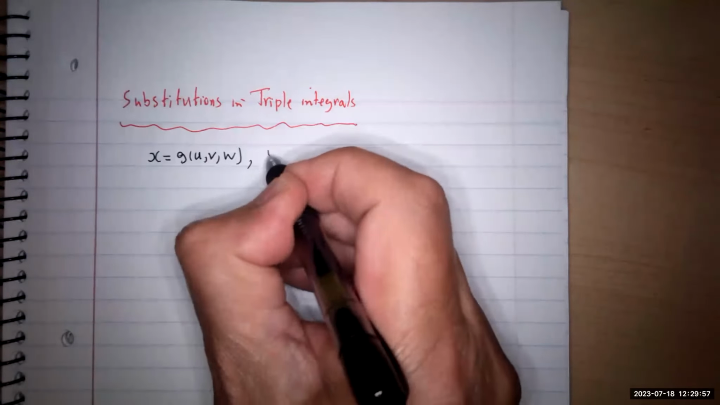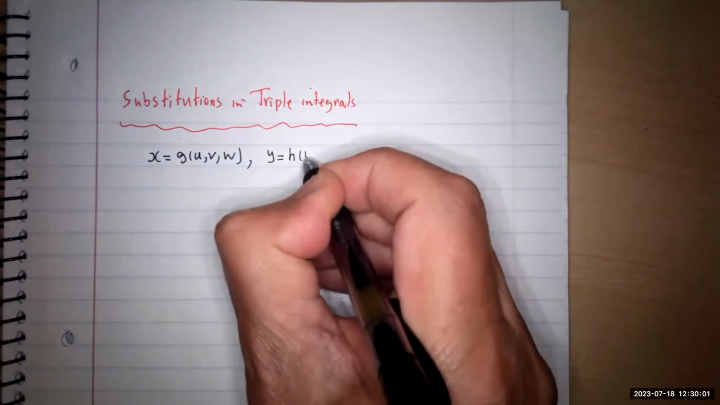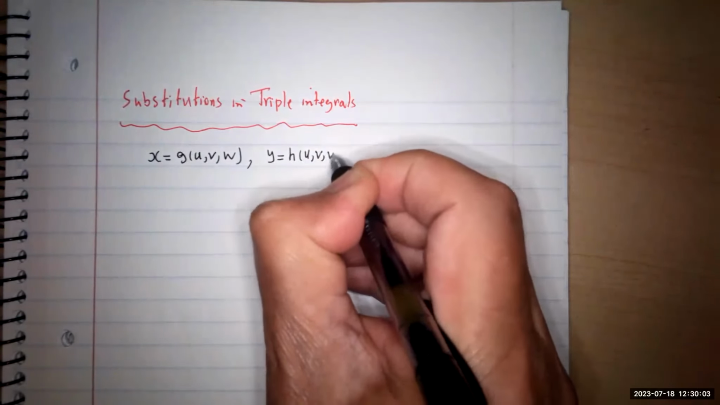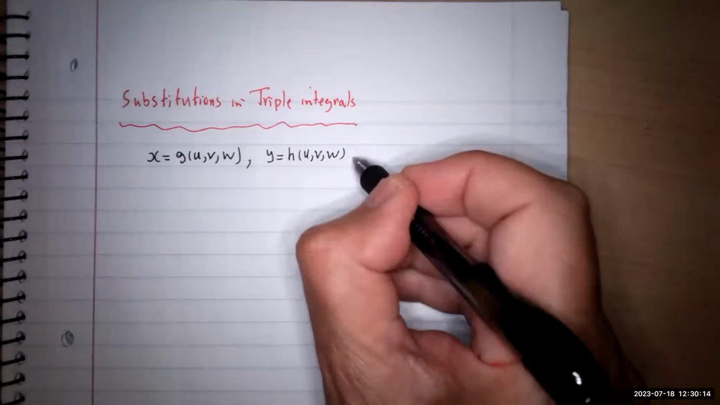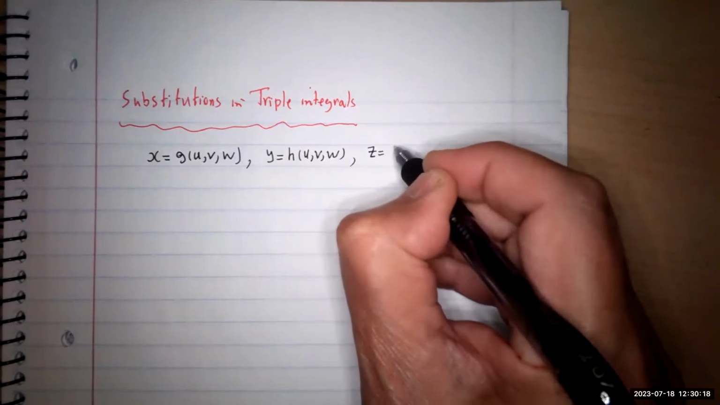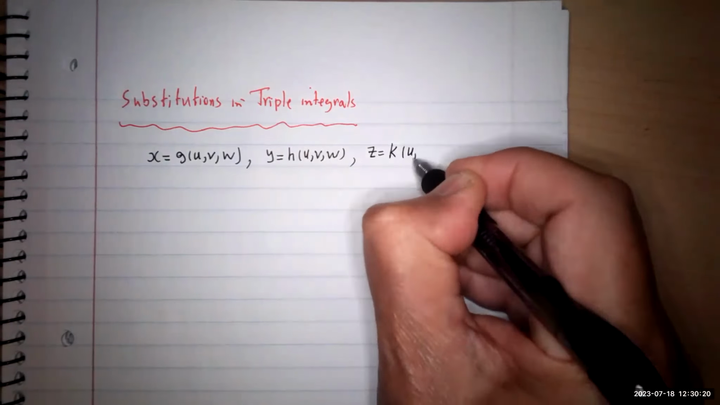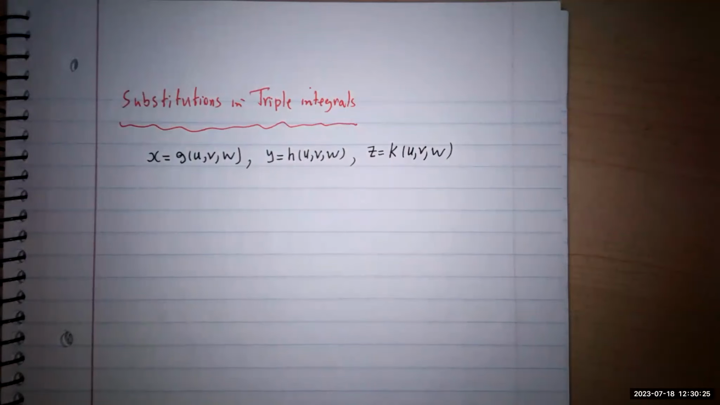Then the same thing, your y is going to be a function of u, v, w. Like the spherical coordinate, you have the rho, phi, and theta, if you like. And the z is going to be k of u, v, and w. So the structure is going to be the same, but you have to find that Jacobian.